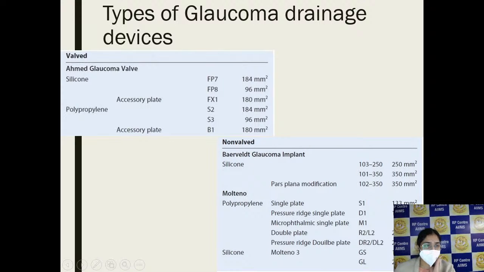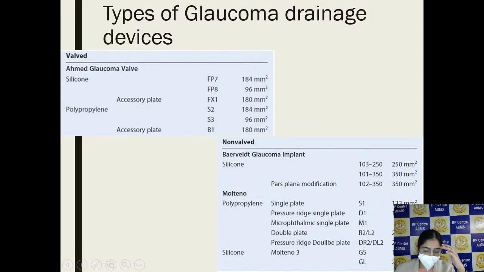So these are the types. Again, the Ahmed glaucoma valves can be made of either silicone or polypropylene. The most commonly used are FP7, FP8, S2 and S3. The FP7 and FP8 plates and tubes are both made of silicone. In pediatrics, we use the smaller version, that is FP8, while S2 and S3 similarly have a polypropylene plate. S3 is again a pediatric version of the S2.